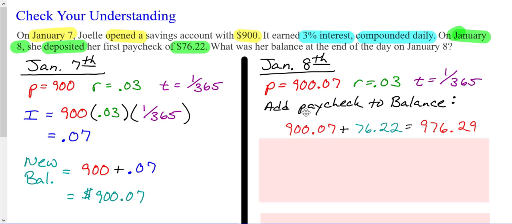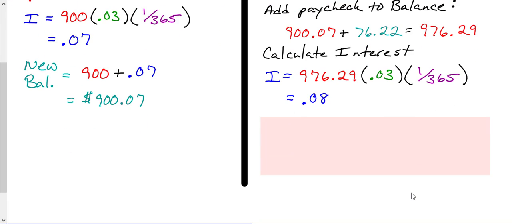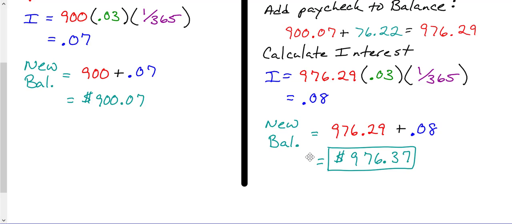Now, we need to calculate our interest. And to do that, we use our balance from the beginning. We use our new balance with the paycheck added in and the same interest and time frame of 1 over 365 days. And we end up with interest of 8 cents. So we need to calculate our new end of the day balance by adding that 8 cents into our adjusted balance, and we end up with an end of the day balance of $976.37.